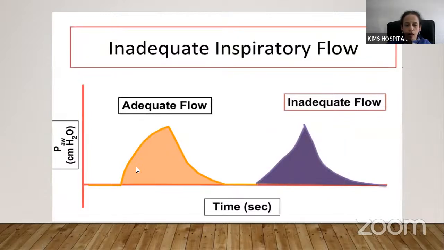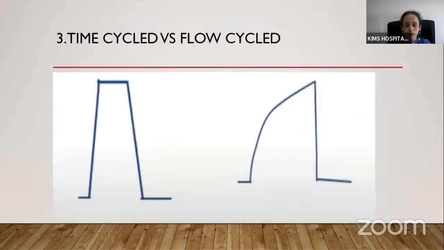So you can see one more here, adequate flow and inadequate flow. This is the flow starvation. And then what is the difference between these two? So we can say whether it is a time cycled breath or a flow cycled breath.